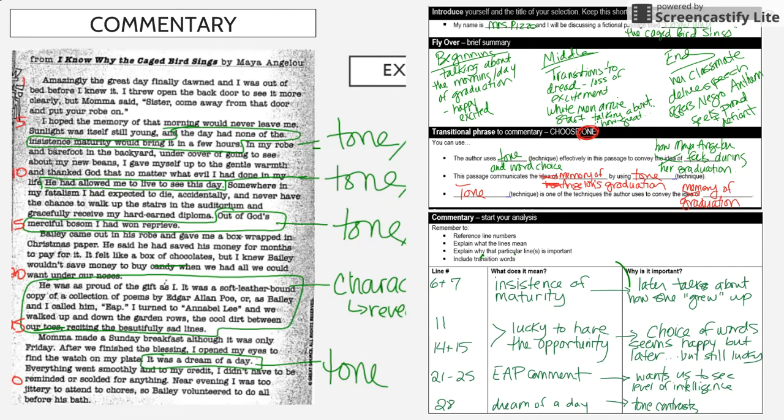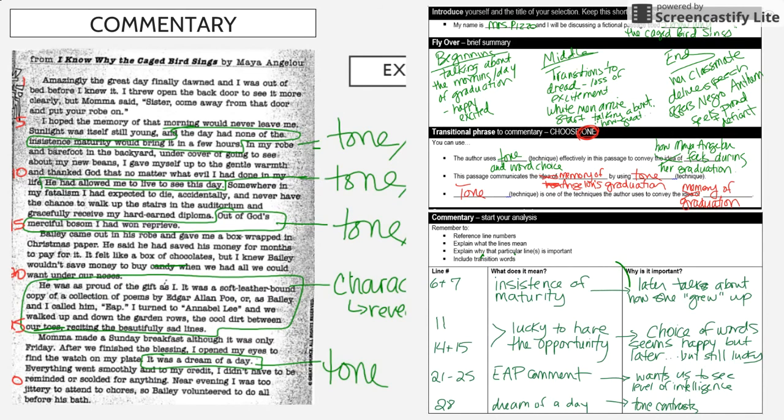In lines 11, 14, and 15, she's talking about God. It says, "He allowed me to live to see this day. And then out of God's merciful bosom, I won a reprieve." If I take those lines out of context, I think about how she feels at the end of this piece. It's important because had she not had the chance or this opportunity to experience what she experienced at her graduation, she wouldn't have had the mindset to overcome what she did in terms of discrimination and race.